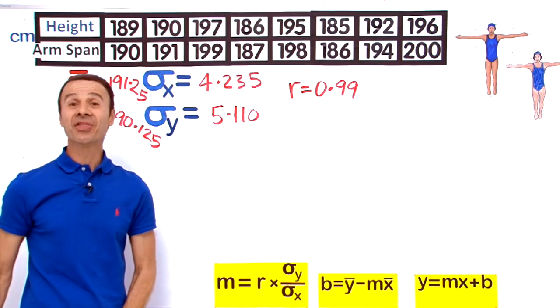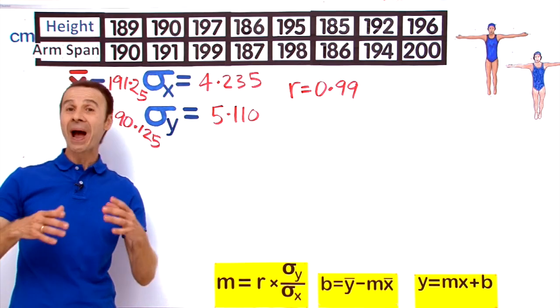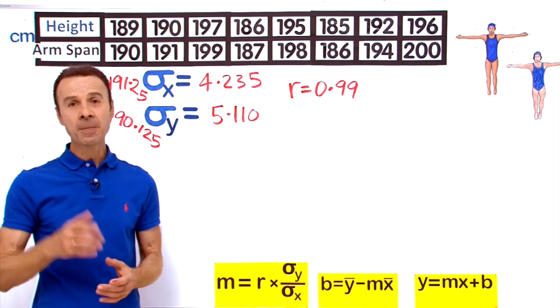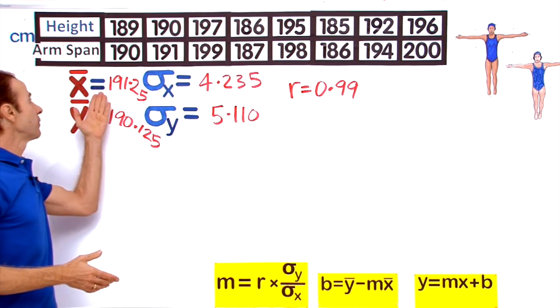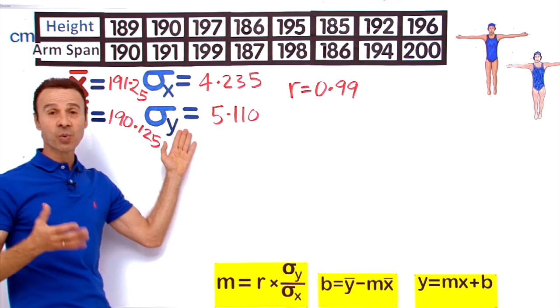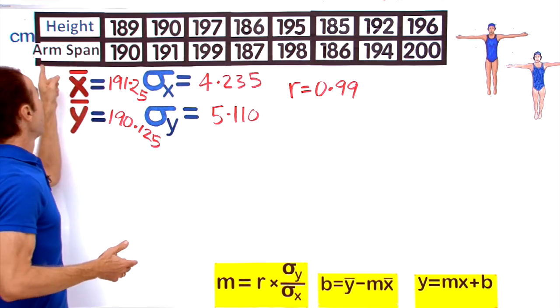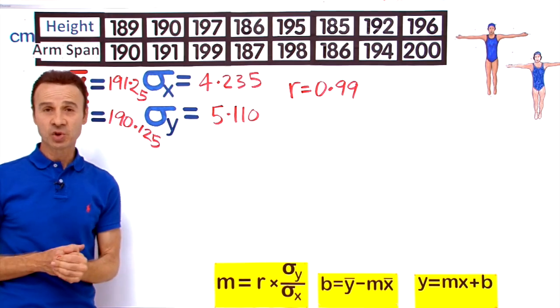Okay, we're going to work out the least squares regression line of best fit. Now it's more accurate than doing it by eye. We're going to use calculations. What we already have is the mean for the x, mean for the y, standard deviation for x, standard deviation for y. And the x is the height and the y is the arm span of these swimmers.